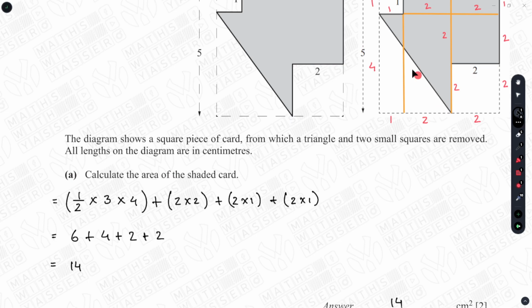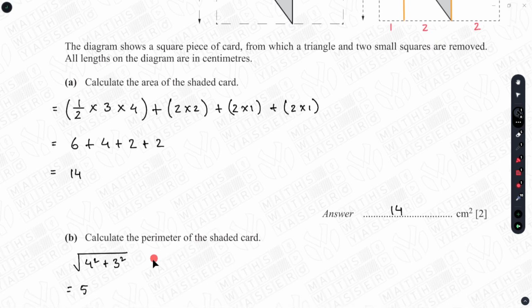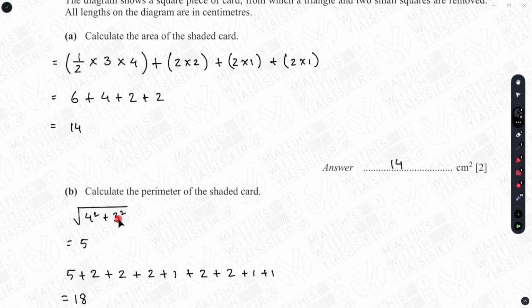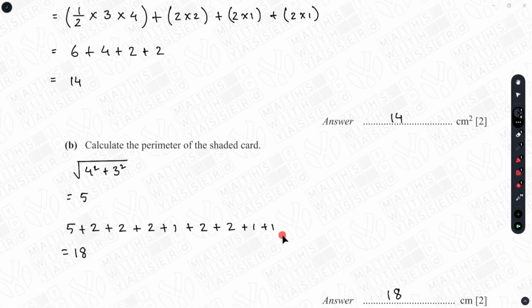a hypotenuse if we consider this to be a triangle. So we have 4 on this side, 4 units on this side, and 3 units on this side. So using the Pythagoras theorem, we can say the hypotenuse would be square root of 4 square plus 3 square, which will give us 16 plus 9, and 16 plus 9 is 25, and square root of 25 is 5. Then we simply added all the outlines, and then we got the perimeter to be 18 centimeters.